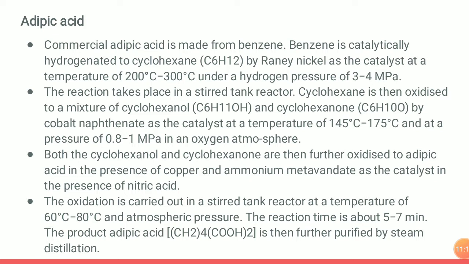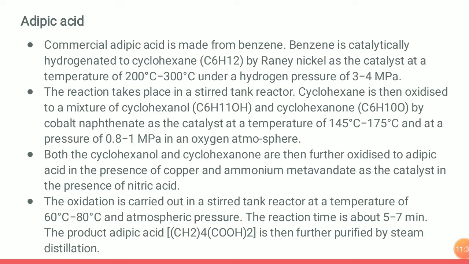It is called adipic acid. So what we require here is benzene. Benzene is converted into cyclohexane. Cyclohexane is generally converted into cyclohexanol and cyclohexanone, and it is further oxidized to adipic acid, and that is a simple process. The temperature conditions are different for each oxidation process.